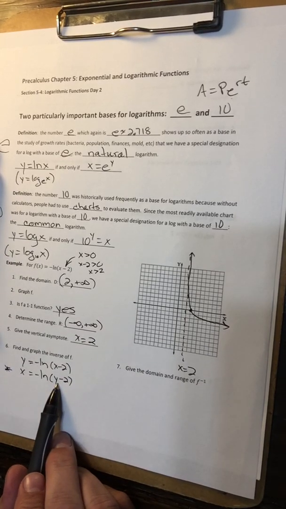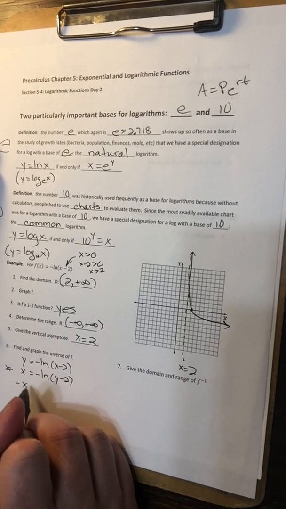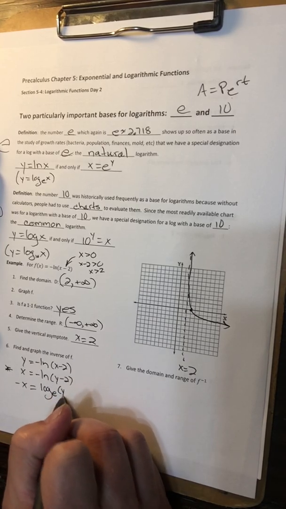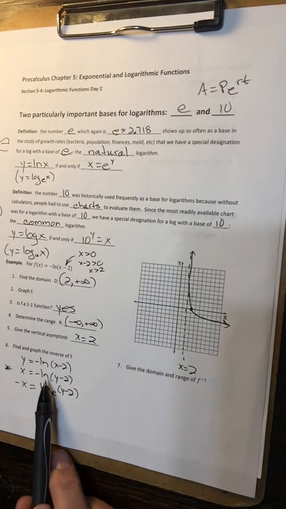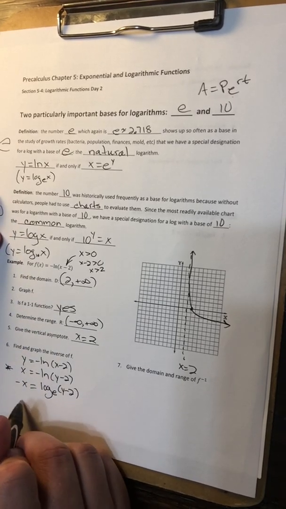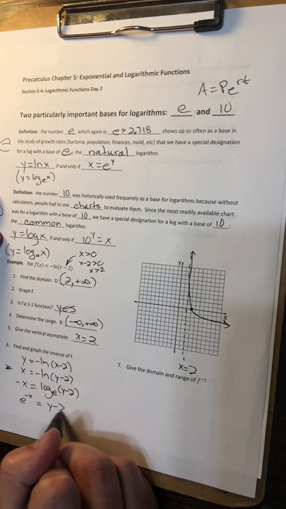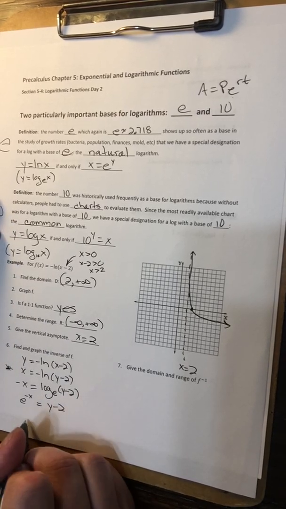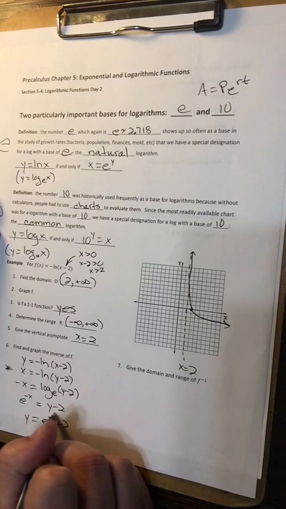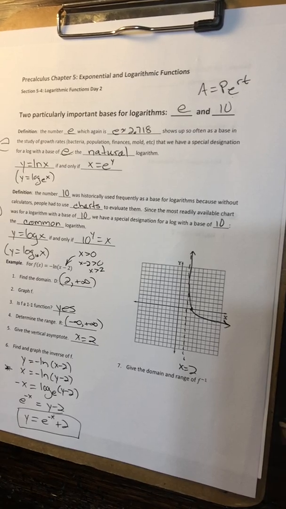I want to get y by itself. So I'm going to get rid of this and call this negative x is equal to the log base e of y minus 2. You know that natural log has a base of e, and then I'm just going to rewrite this. So it goes e to the negative x is equal to y minus 2, and then the last thing I'm going to do is add 2. So y equals e to the negative x plus 2. There's my inverse, and I'm supposed to graph the inverse.